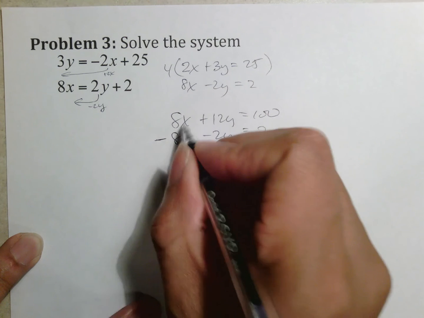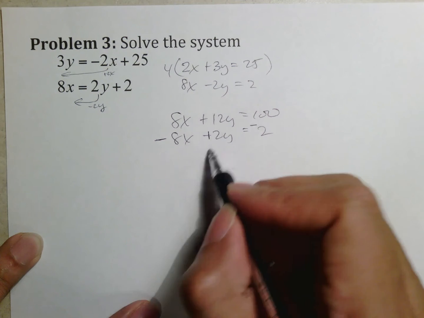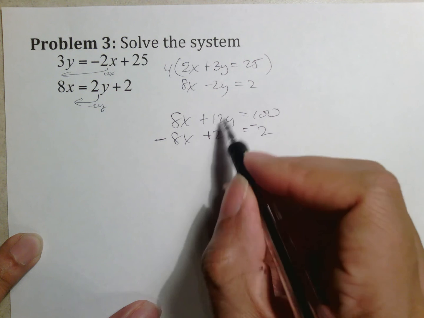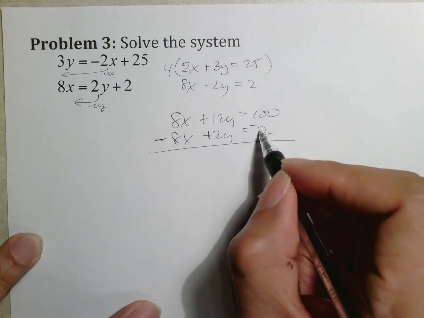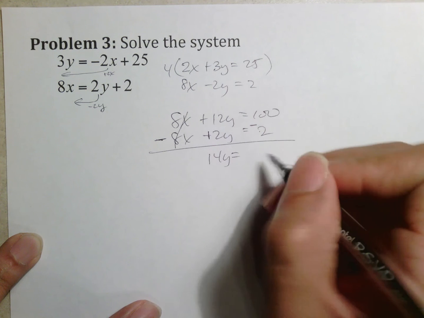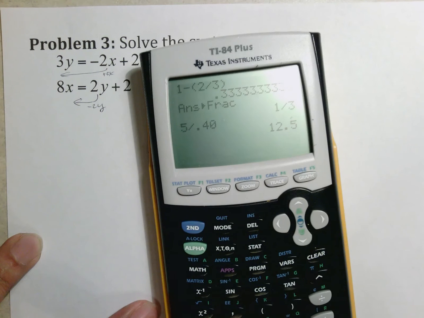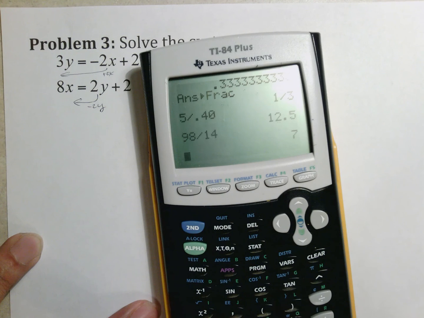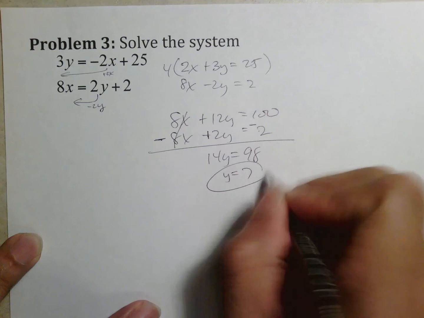And so then I switch my 8x because it has to go away, switch all my signs. My problem was I thought I'd end up with 98 and 10, but it actually doesn't work that way. Switch all your signs over, put them all together, your 8x goes away, 14y here, 98 there, and 98 divided by 14 is 7, so y is equal to 7.